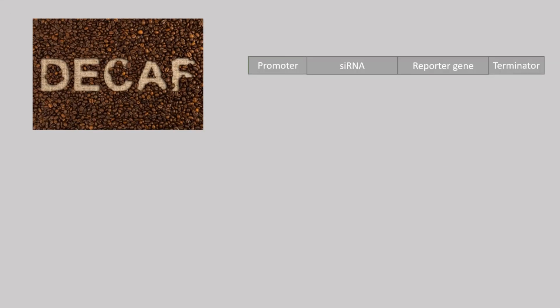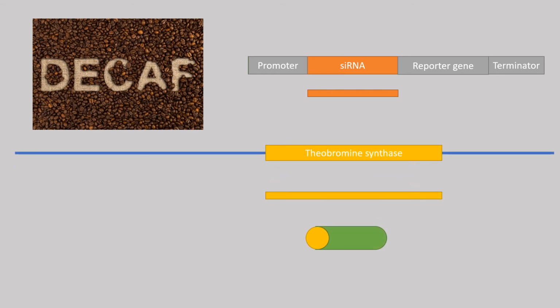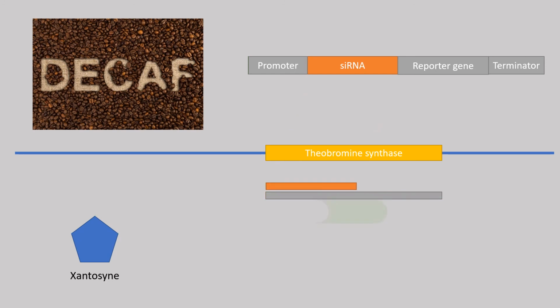An example of Agrobacterium transformed crop is the decaffeinated coffee tree. The gene of interest in the DNA construct contains a sequence coding for a small interference RNA. This siRNA recognizes a messenger RNA for theobromine synthase, which is translated into an enzyme that methylates xanthosines into caffeine. The siRNA binds with the theobromine synthase messenger RNA, effectively preventing its translation into a functional enzyme.